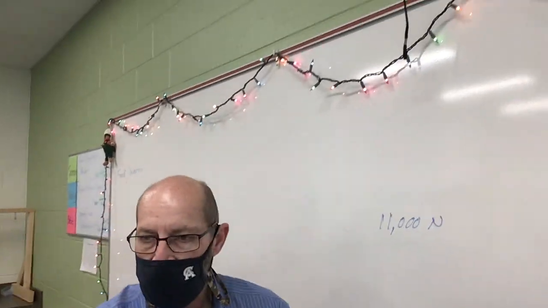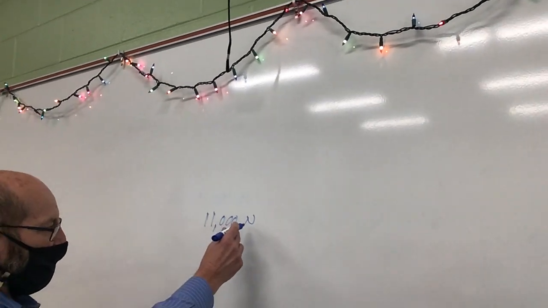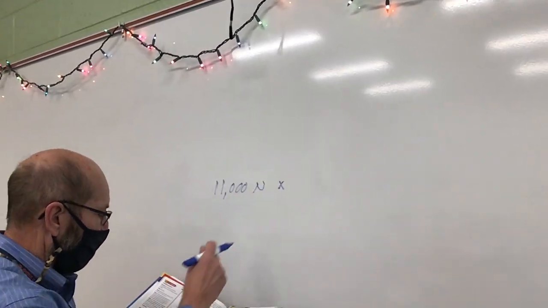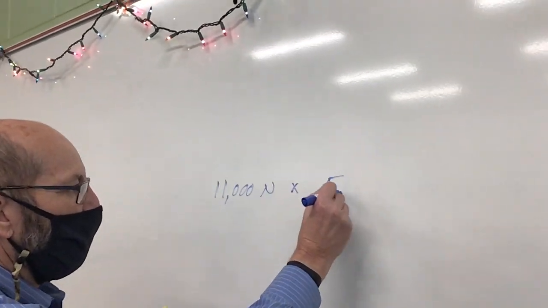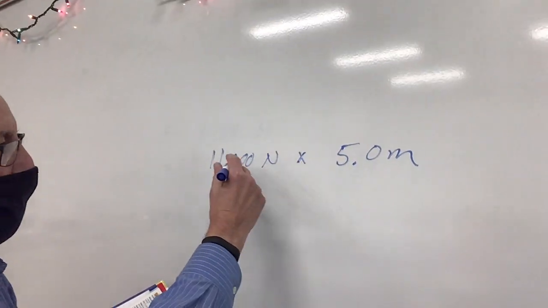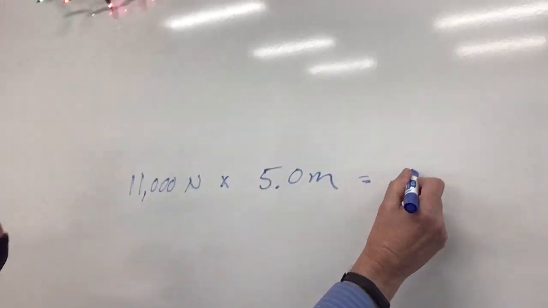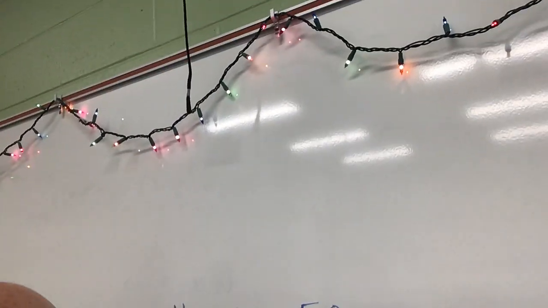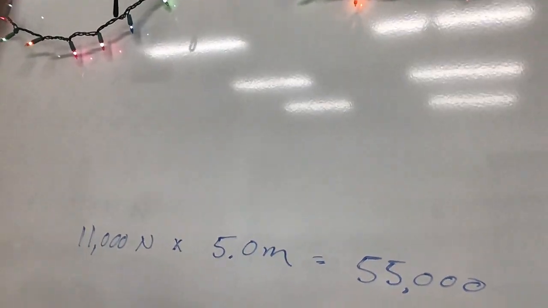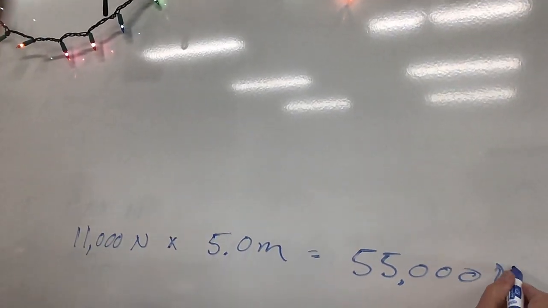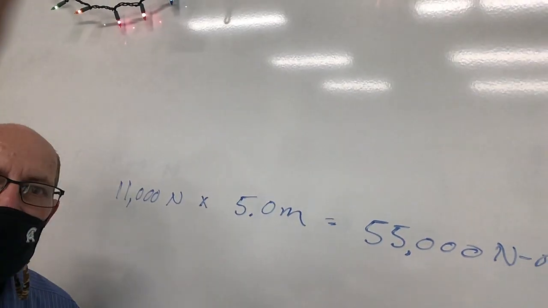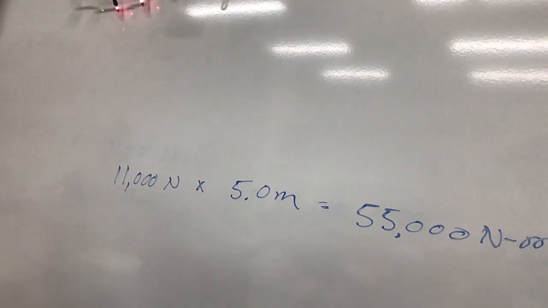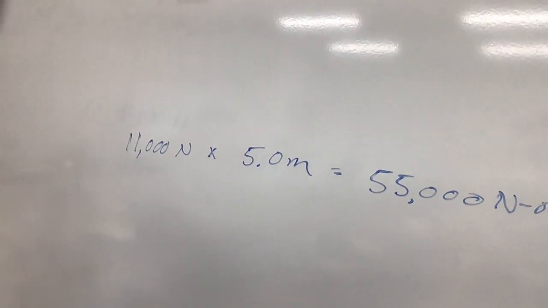So first we have to figure out what the work done was, right? So we take the force, which was 11,000, times the distance, which was 5 meters. So that would be 55,000, right? And it's technically newton meters. So now you know how much work was done.